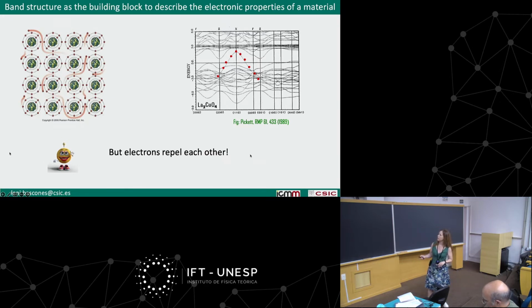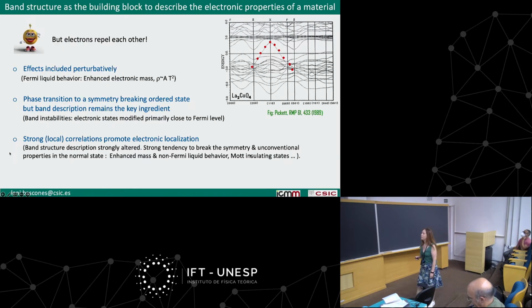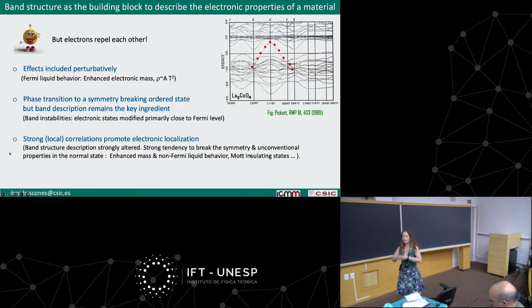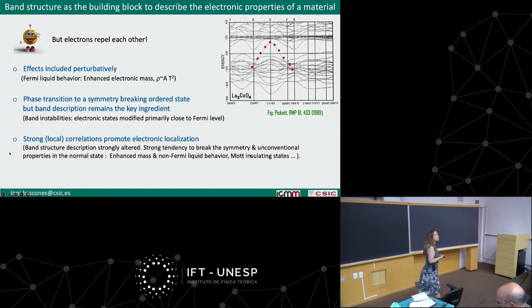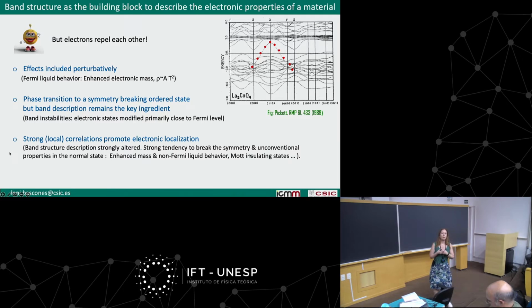But of course, electrons repel each other. So what we can expect is that if an electron moves, the state of the other electrons is going to be affected to some extent. In fact, this happens, but most of the time we can introduce this effect of the repulsion between the electrons as just a small modification of this band structure picture. So we can introduce that, for most materials, as a perturbation.